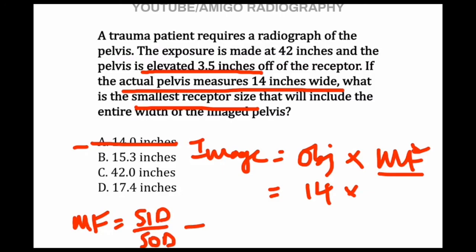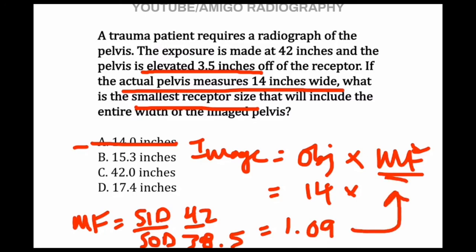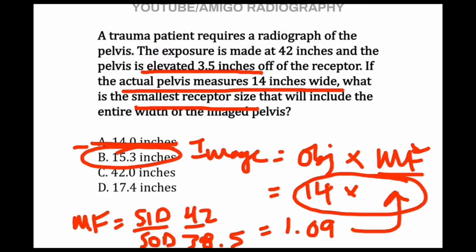We have one of those numbers, which is 42. We do have to calculate the other number, the SOD, and it comes out to be 38.5. So we do the math on that, and that gives us a magnification factor of 1.09, which we can plug in right here. And so 14 times 1.09 gives us our answer, which is B, 15.3 inches.